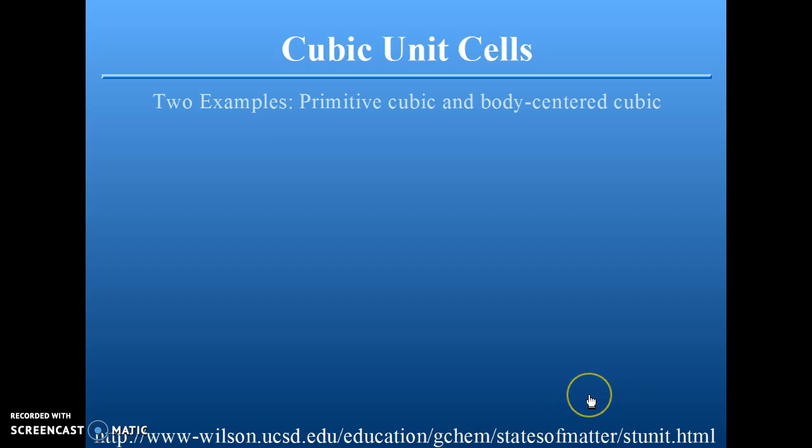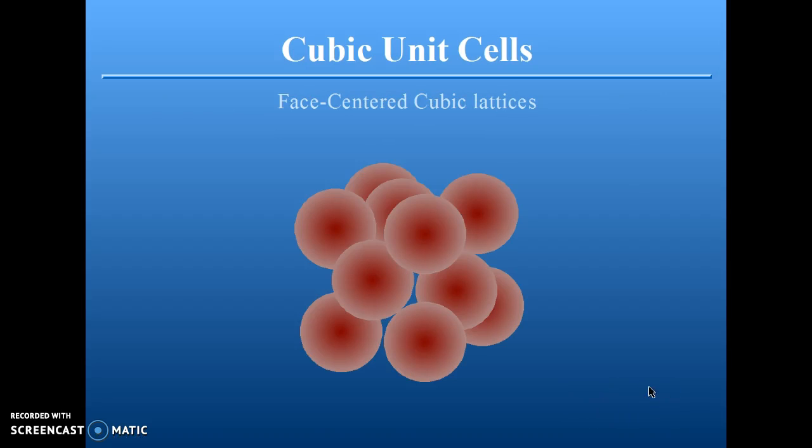Primitive cubic and body-centered cubic unit cells. This is a face-centered cubic lattice. You can see how it's named face-centered because the atoms here that are on the sides are right in the face here. Here's a face, here's an adjacent face, and in the middle of the cell we have an atom.